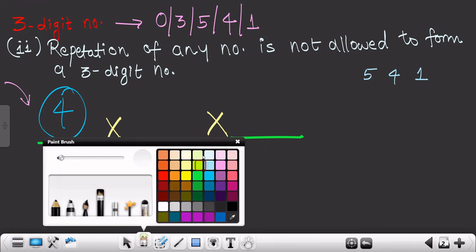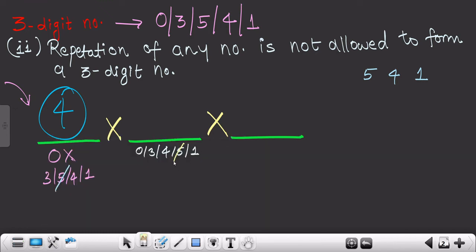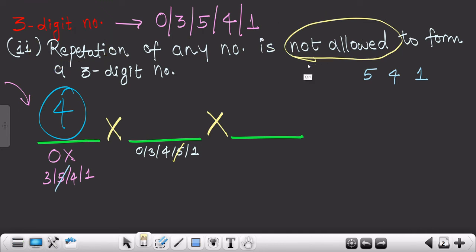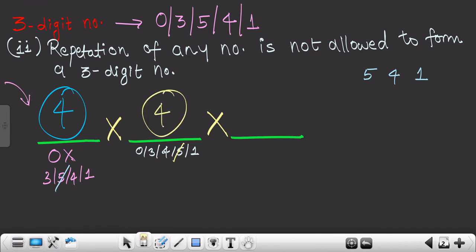I hope you are getting my point. We neglect this 5 because repetition of any number is not allowed. So apart from 5 we can fill any number, maybe 0, maybe 3, maybe 4, maybe 1. Let's suppose we are filling 4 over here. So we have 4 such cases in which the tens place can be filled.